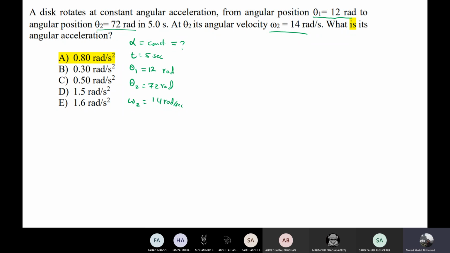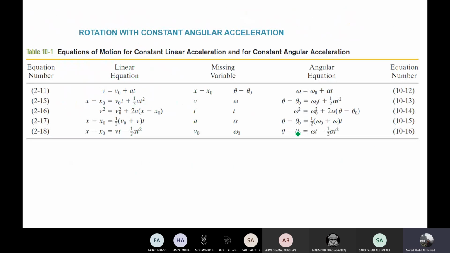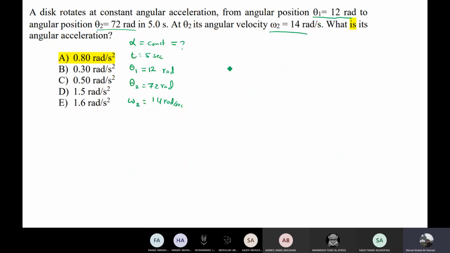Okay, if you go to your formula sheet, since we have omega 2, which equation can we use? I think we can use this one. We can say theta 2 minus theta 1 equals omega 2 t minus half alpha t squared.